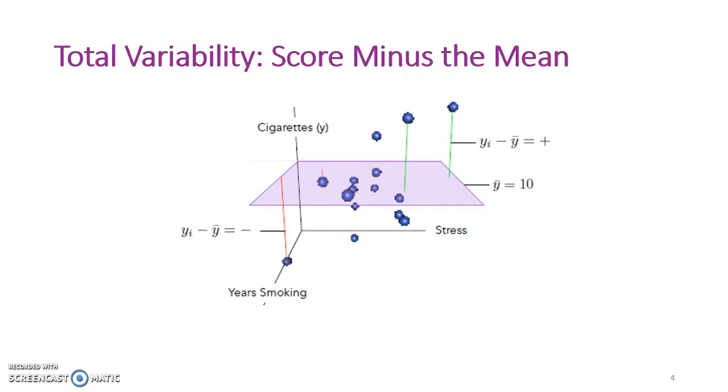Now, total variability is each score minus the mean. And I've shown you these plots before. Essentially what we're looking at are the residuals, or the distance between each score and the mean. The red bars indicate that that score is falling below the plane, and the green bars indicate that that score is falling above the plane. So you can see y minus y bar is negative or positive.